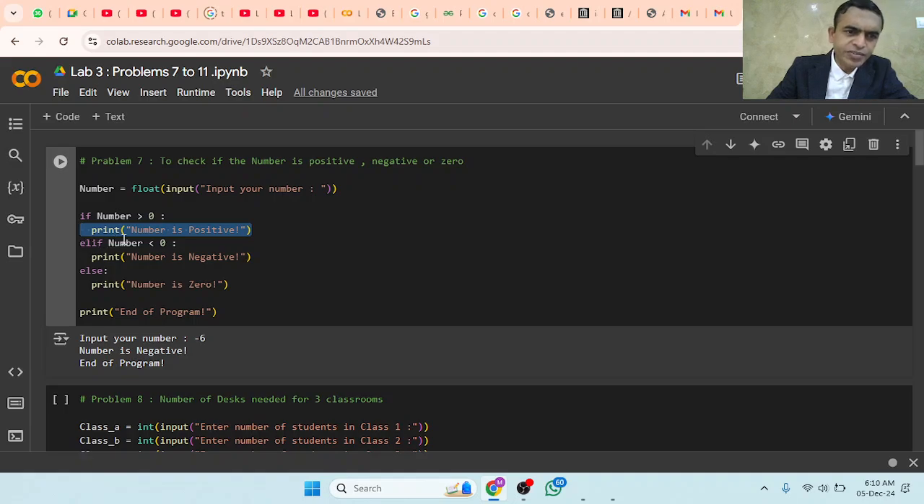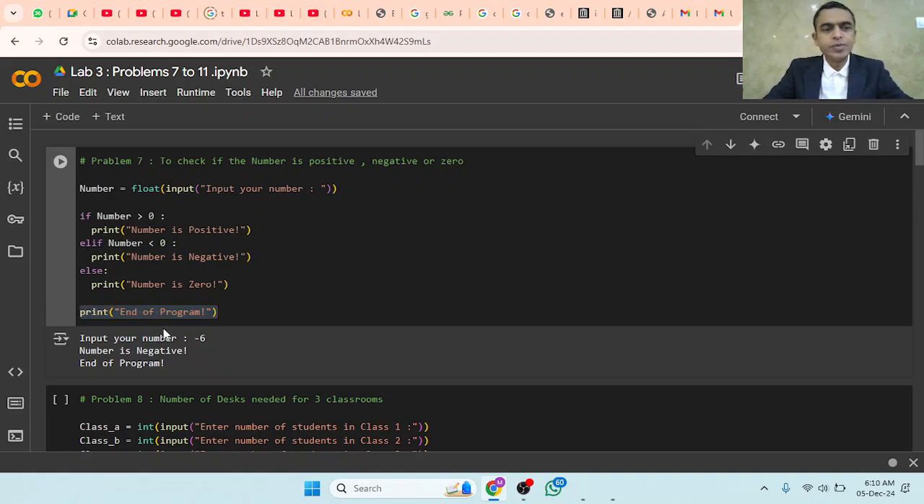Then we say if this condition is true, number is positive. Else if number is less than 0, if this is true, then again indentation, print number is negative. So either number is positive or number is negative. And if both these conditions are not true, that means number is 0. So we say else number is 0. And here the program ends.